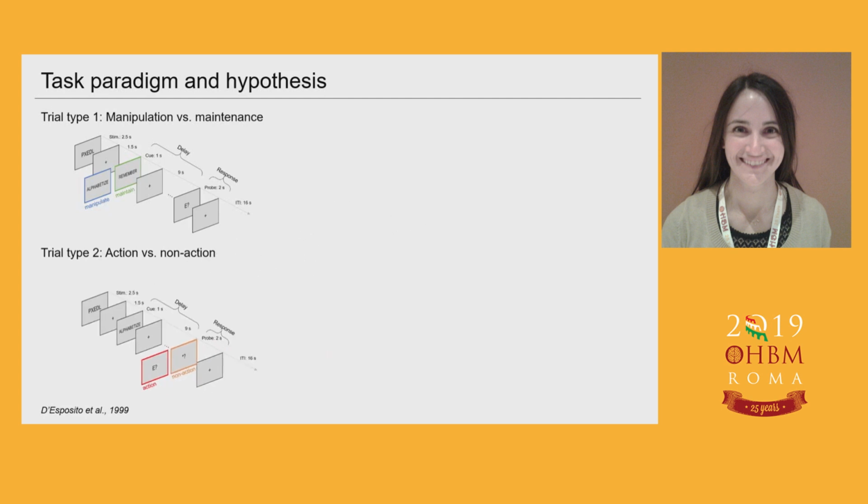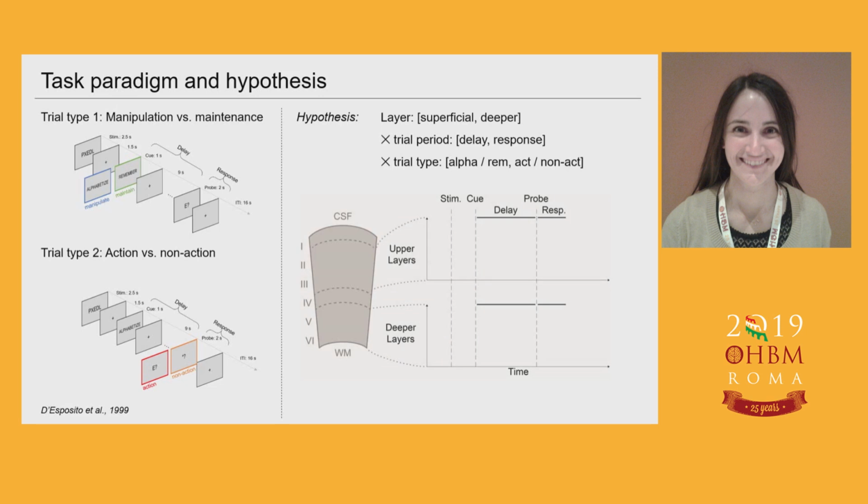And using these 2 contrasts, we had hypotheses about the interaction between layer, trial type, and trial period. So I'll walk you through those. So what we thought we would see, again, based on the monkey electrophysiological work, is that in the upper layers, these layers would come online and their activity would remain high, specifically during the delay period in those alphabetized or manipulation trials, whereas we should see less activity during the delay phase in remember trials.